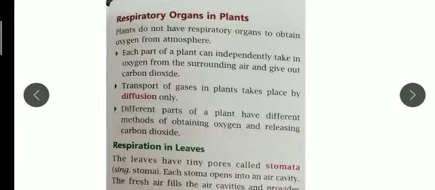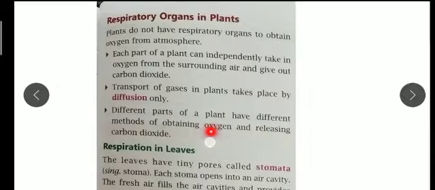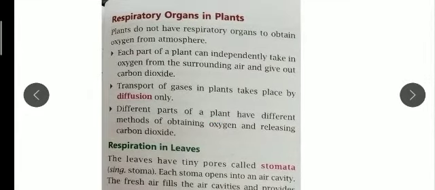We know that one property of gases is that they can diffuse easily in all directions. With the help of the diffusion process, they can move from a higher level to a lower level. So different parts of the plant have different methods for taking in oxygen and releasing carbon dioxide.